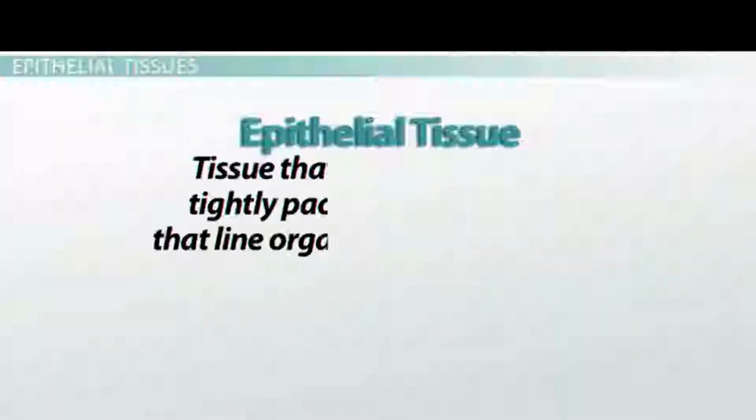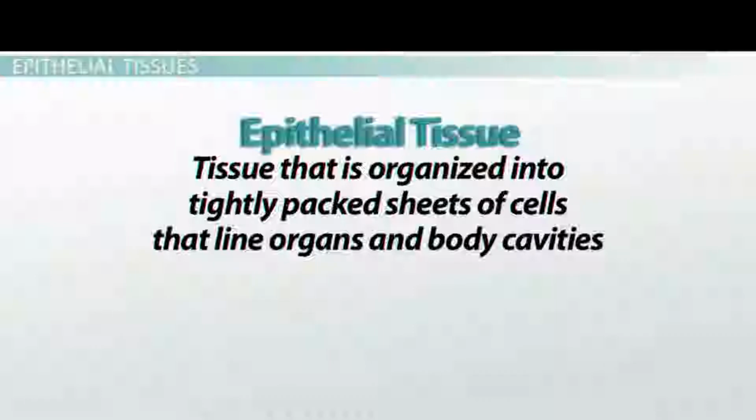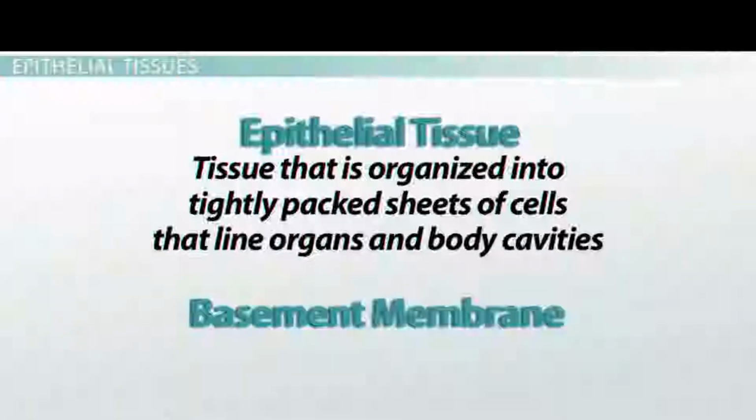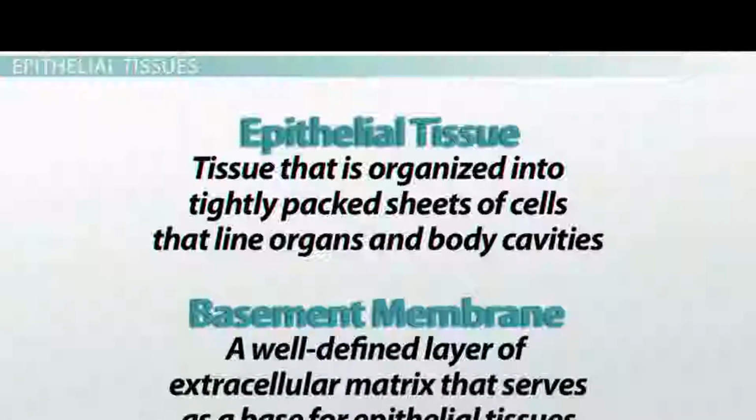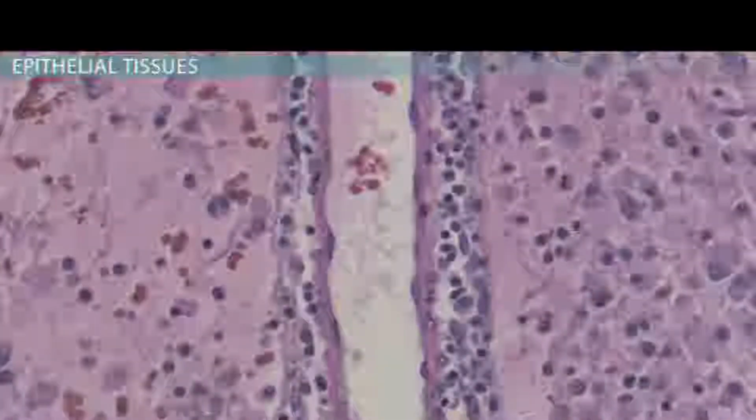Epithelial tissue is tissue that is organized into tightly packed sheets of cells that line organs and body cavities. In epithelial tissues, one or more layers of cells completely covers a basement membrane, which is a well-defined layer of extracellular matrix that serves as a base for epithelial tissues. Epithelial tissues can take many forms.